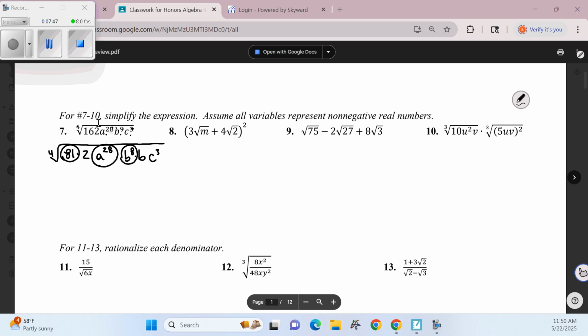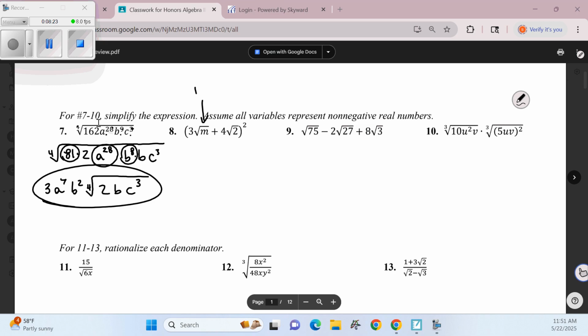So everything that's circled right now is a perfect 4th and is going to come out to the front once we take the 4th root. So the 4th root of 81 is 3 when it comes out front. The 4th root of a to the 28th is a to the 7th. The 4th root of b to the 8th is b squared. Because b squared times b squared times b squared times b squared, there's our b to the 8th, right? We're asking ourselves what times itself 4 times. And then what's left inside the 4th root is the 2, b, and c cubed. It's all the things that we didn't circle.